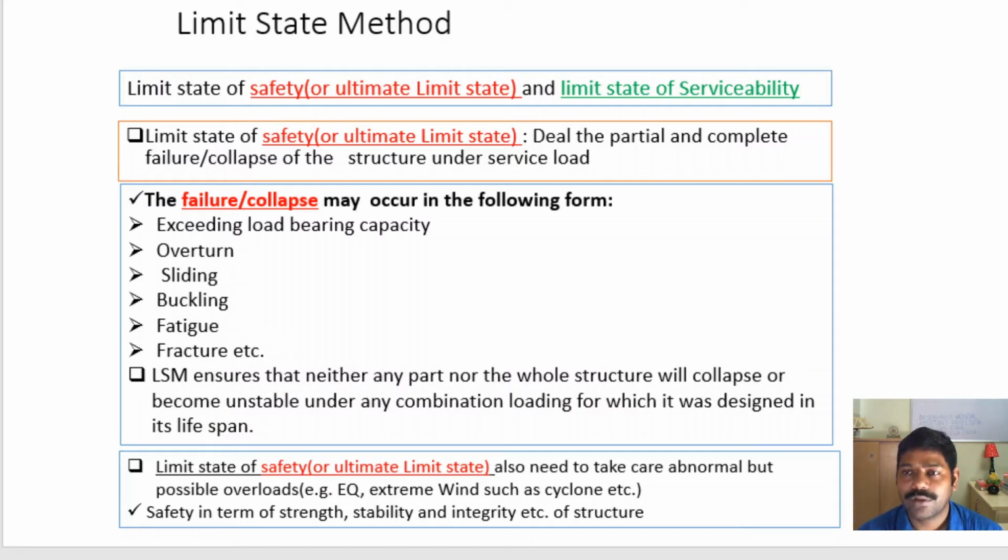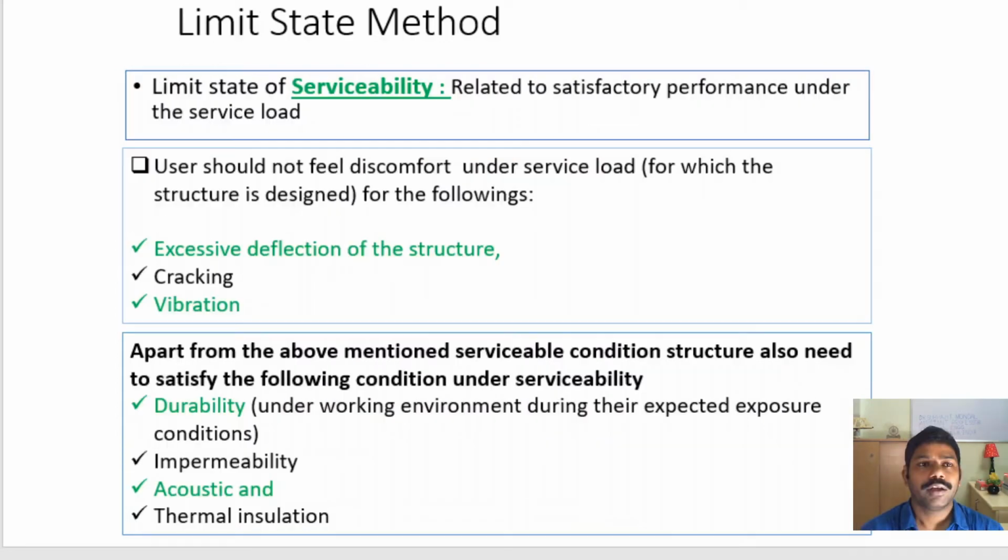Now we will try to learn what the limit state of serviceability means. It is related to satisfactory performance under the service load. Satisfactory performance means the structure must ensure that the occupants will not feel discomfort under the service load. That means for the load for which the structure is designed, the occupants should not feel discomfort. Let me explain the first term: there should not be excessive deflection in the structure.